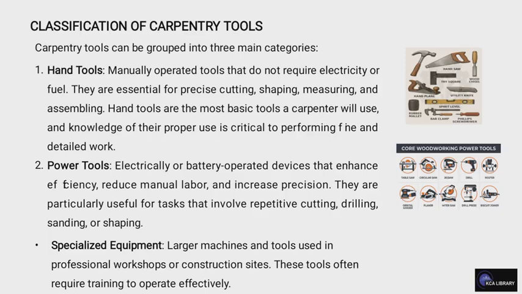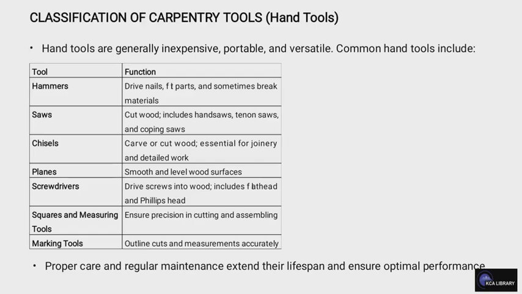equipment, and these are larger machines and tools in the professional workshop or construction site, and these tools often require training to operate effectively. Classification, just like we've talked about now, the hand tools: the hammer, which is used to drive nails, the saw is used to cut wood, including the handsaw, tenon saw, and coping saw.